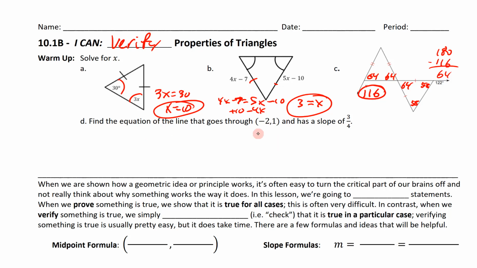We want to find the equation of the line that goes through (-2, 1) and has a slope of 3/4. Did this a whole bunch in 8th grade math. That would have been in 7th grade. You did some more of it last year. Here's a quick little reminder.